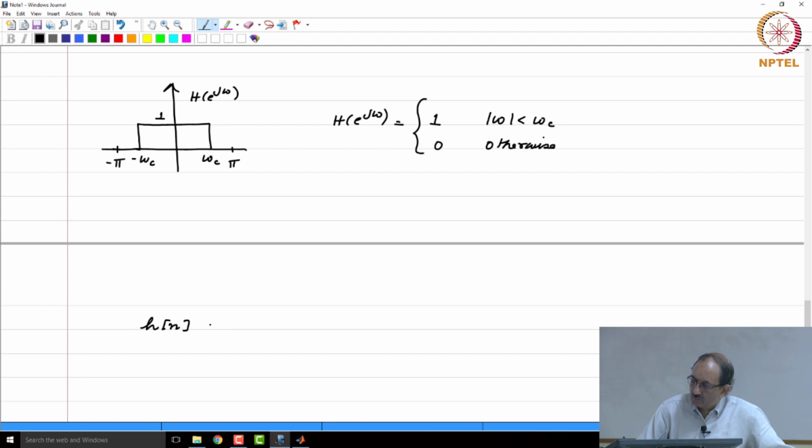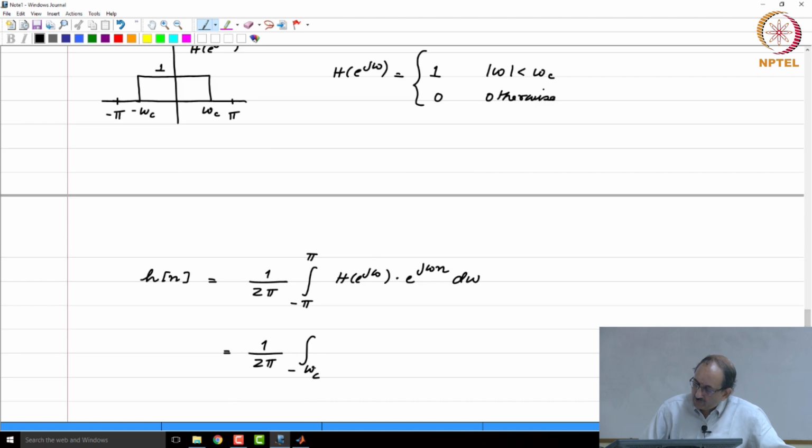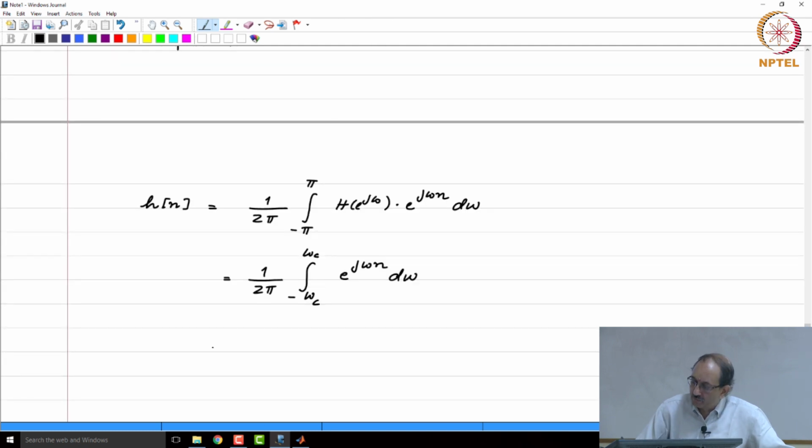impulse response. So, this is 1 over 2 pi integral from minus pi to pi of h of e to the j omega times e to the j omega n d omega, and in this particular case this simplifies to the integral from minus omega c to plus omega c of e to the j omega n d omega, and this is immediately seen to be sine omega c n by pi n.